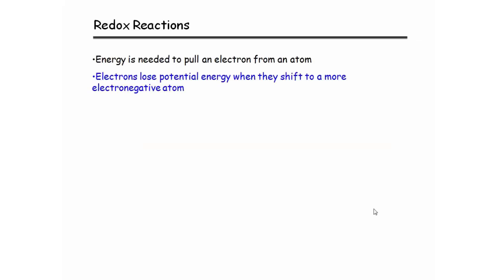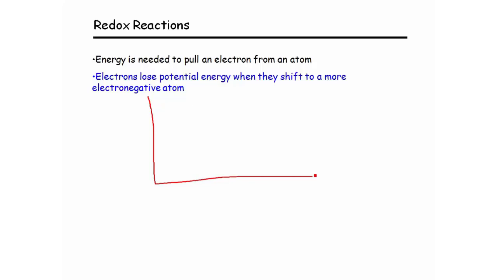Whenever an electron is pulled from an atom, energy is going to be needed to do that. And electrons will lose potential energy when they shift to a more electronegative atom. So if we take electrons from carbon and we move them to something like oxygen, which will be much more electronegative, those electrons will be losing energy.